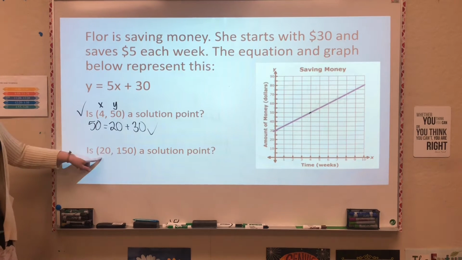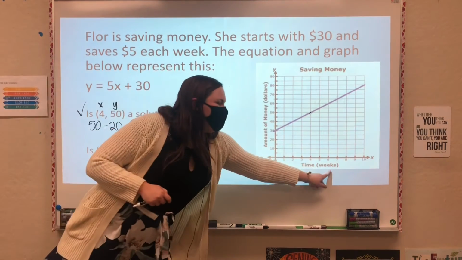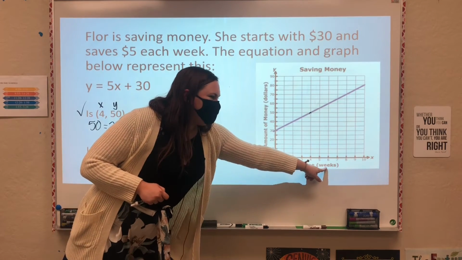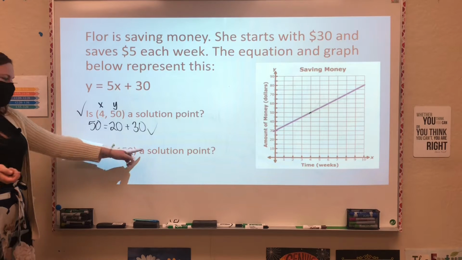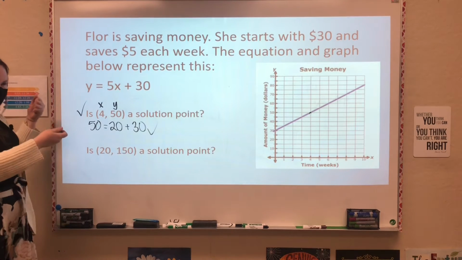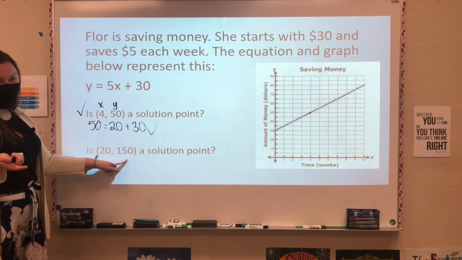What does this point mean? It'd be 20 days and $150. You're so close. Or 20 weeks, I mean. Yeah. So what we're checking is if it's a solution point. But the meaning behind it is, at 20 weeks, does she have $150?